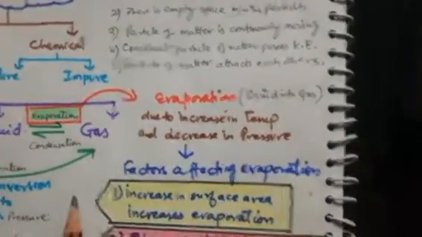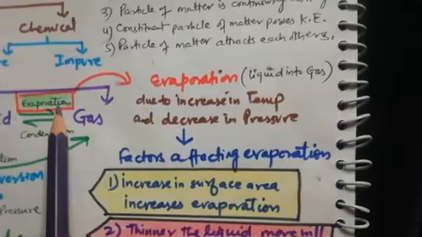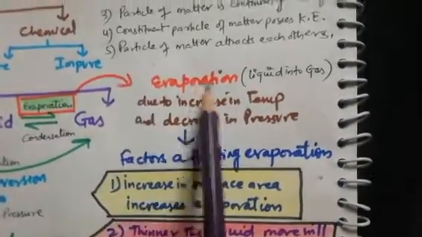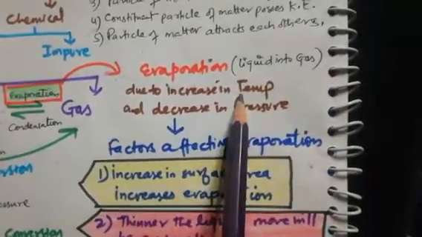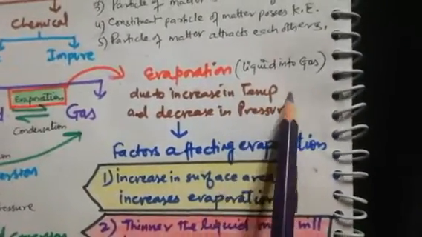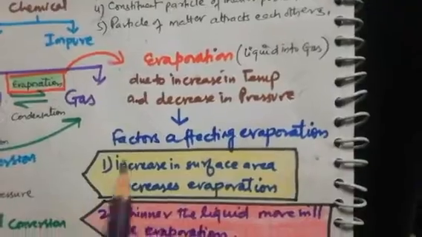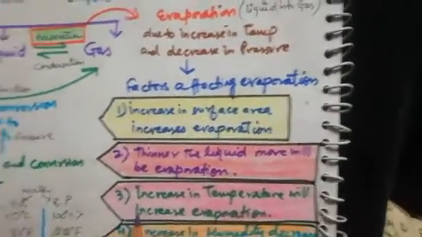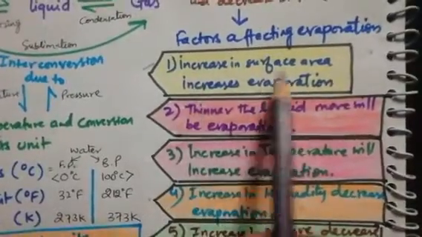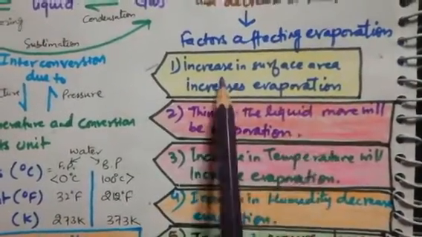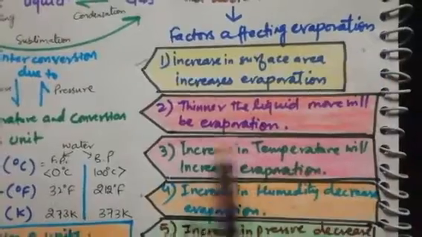Now evaporation. Evaporation is explained in this chapter in detail. Evaporation is the simple process in which liquid changes into gas by an increase in temperature or decrease in pressure. There are some factors that affect evaporation. The first important factor is increase in surface area. The greater the surface area, the greater the evaporation.